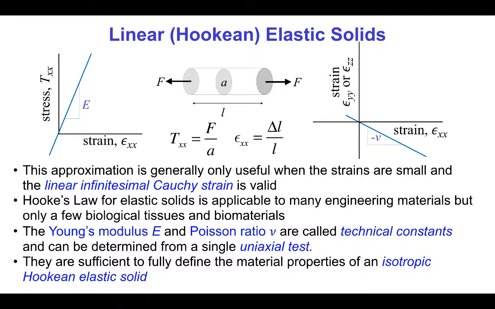They are sufficient to fully define the material properties of a Hookean elastic solid that is isotropic, meaning that its properties are the same regardless of the orientation from which our sample was cut in the original material. So here we have two simplifications of elasticity, that of a linear stress-strain relationship and an isotropic material.